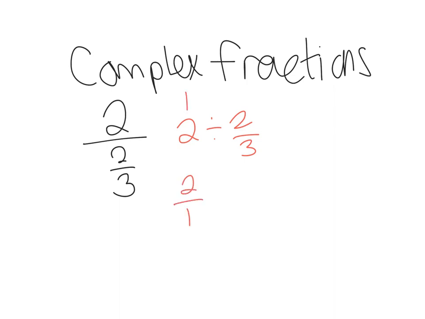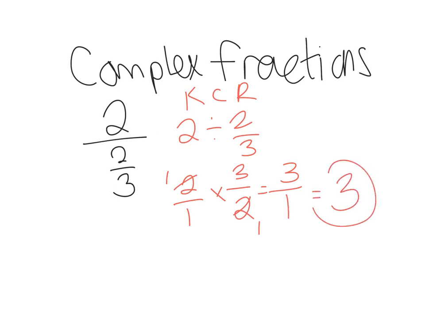Keep change reciprocal. And then 3 over 2. I would cross simplify there and get rid of those. Multiply straight across. 1 times 3 is 3. 1 times 1 is 1. So our answer for this one is 3. So 2 divided by 2/3 is 3. Make sure you've done the next one before you check it.